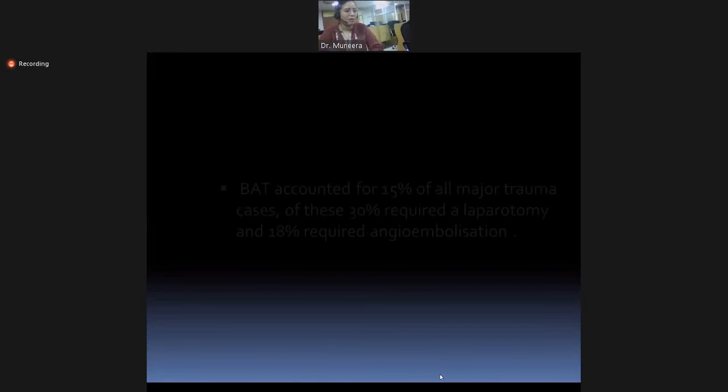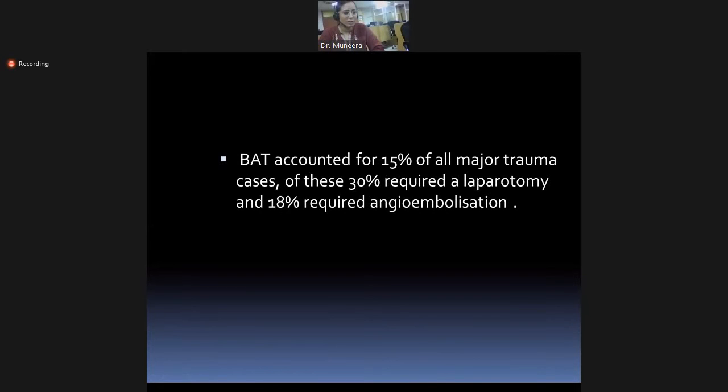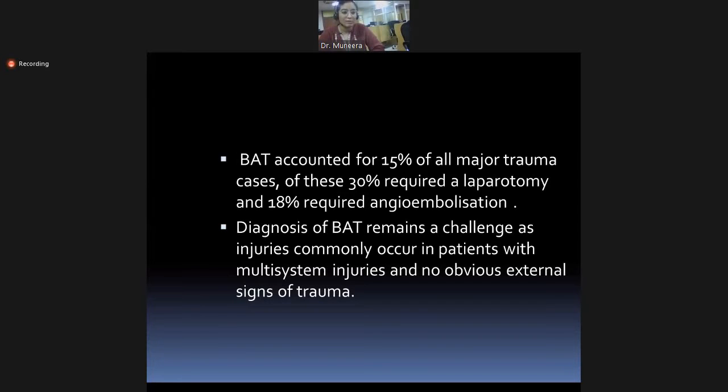Blunt abdominal trauma accounts for 15% of all major trauma cases. Of these, around 30% will require laparotomy and 80% will require angioembolization. Diagnosis of blunt abdominal trauma remains a challenge to surgeons, as injuries commonly occur in patients with multi-system injuries and no obvious external signs of trauma are revealed as such.